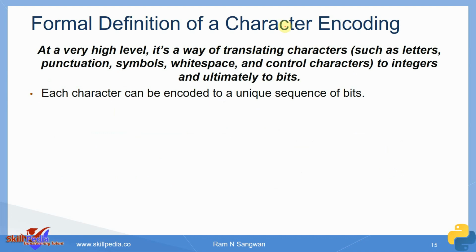Formal definition of character encoding. At a very high level, you can say that it's a way of translating characters such as letters, punctuation symbols, white spaces and control characters to integers and ultimately to bits, because the computer understands only bits. Each character can be encoded to a unique sequence of bits, and this sequence of bits is called character encoding.